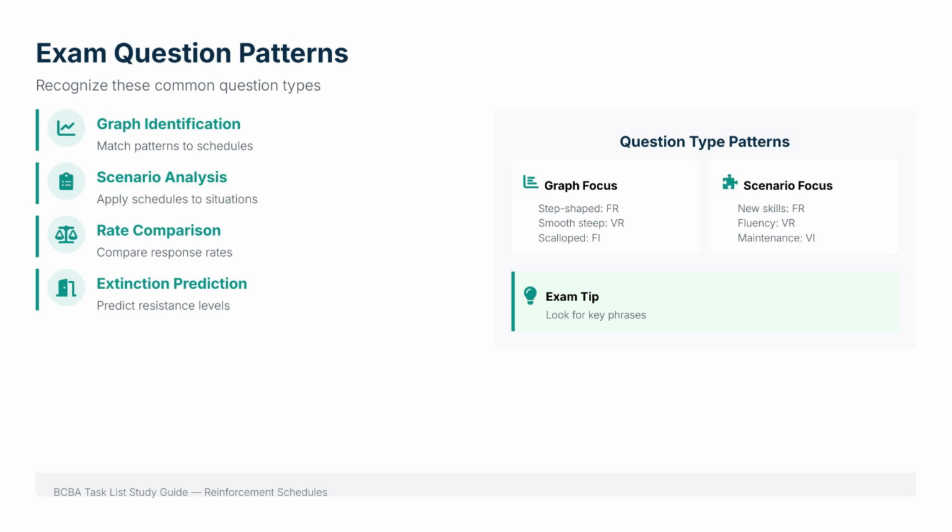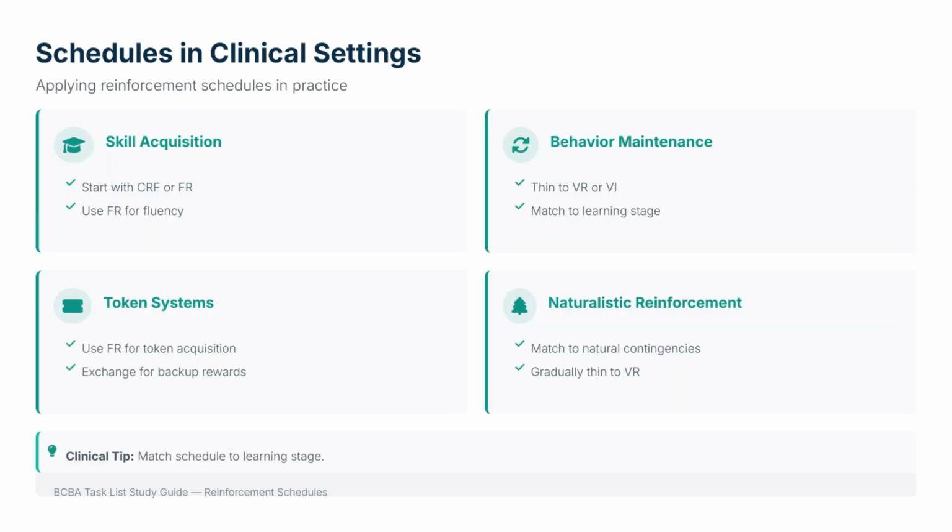Now let's apply this clinically. In practice, we typically begin skill acquisition with CRF or FR1. As fluency develops, we may shift to FR schedules with larger ratios or transition to VR. For maintenance, VI schedules often resemble natural reinforcement contingencies. The key principle is matching the schedule to the learning stage. This leads to reinforcement thinning.